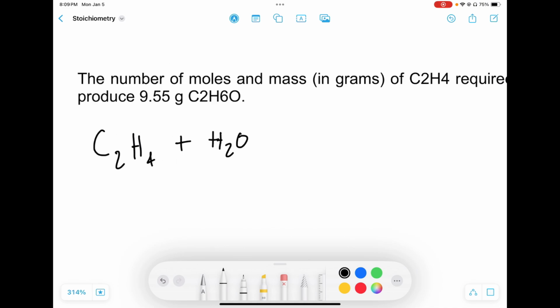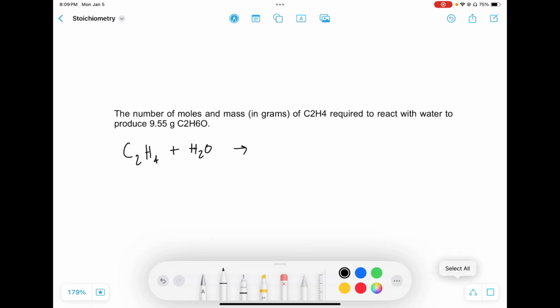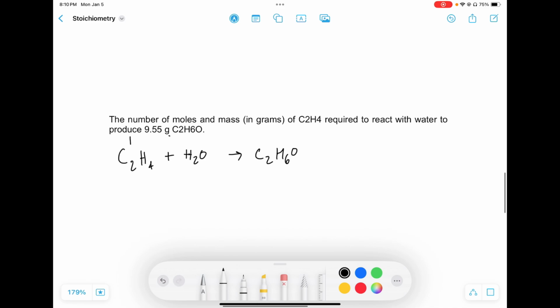So you have ethene reacts with water and yields ethanol. And after that, we're done because there's two carbons and there's six hydrogens on both sides and there's one oxygen on both sides. So we've successfully balanced the equation just by writing it out.